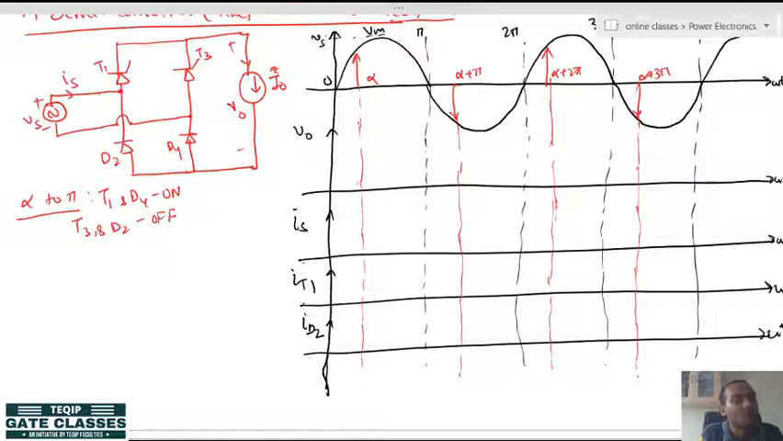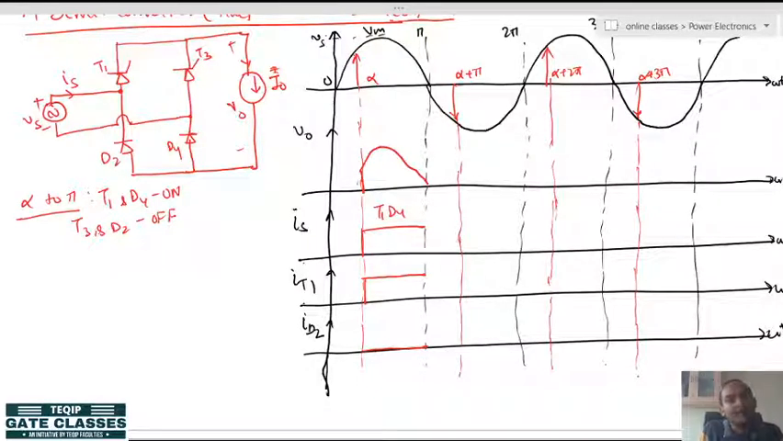T1 and D4 are on, so obviously the load is connected with the source, hence the load voltage follows the source voltage. So we get the output voltage like this. The source current will be positive, since T1 and D4 are conducting. Let me mark T1 and D4. The thyristor current is also like this. Since diode D2 is off, the diode D2 current will be 0.